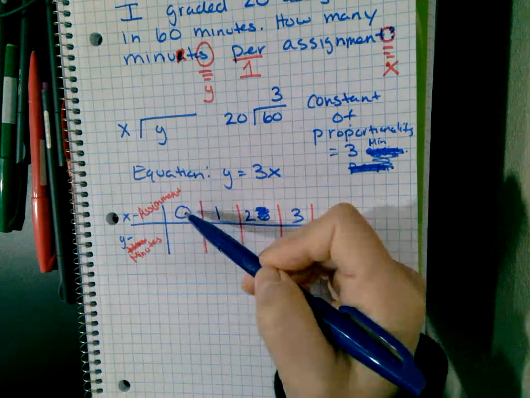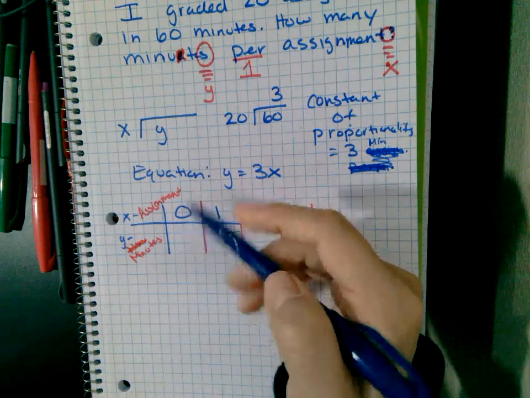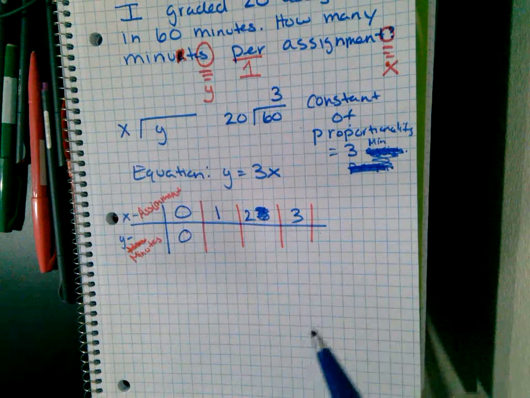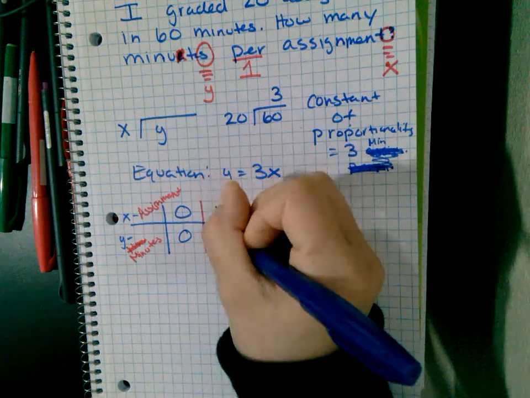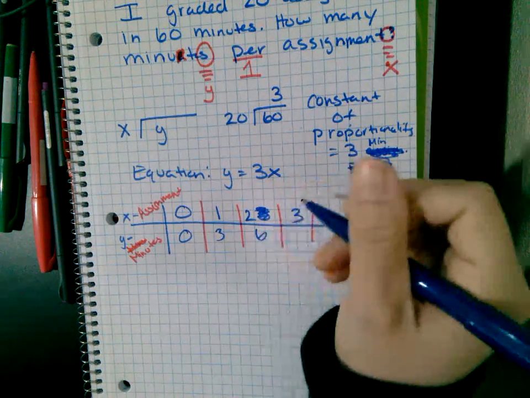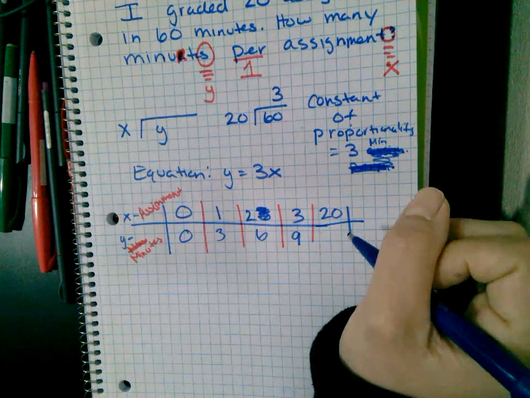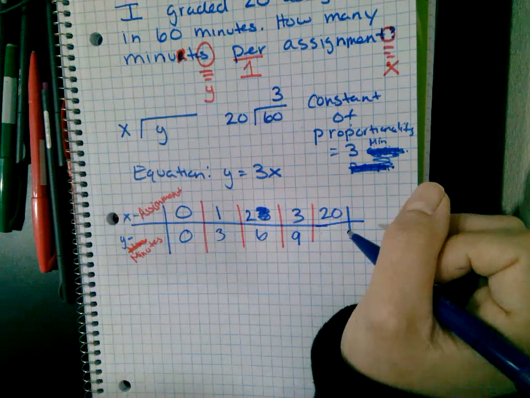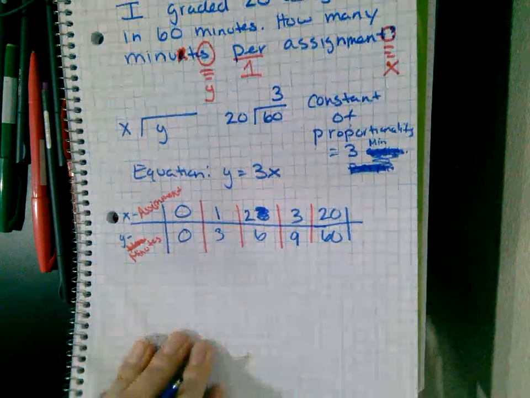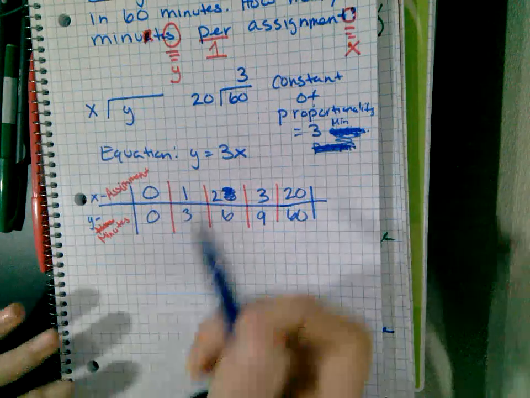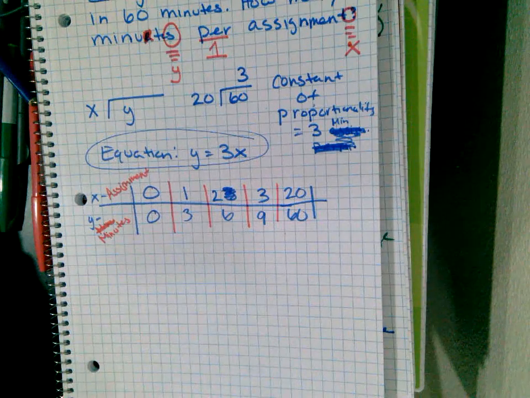If you turn in 0 assignments, how many minutes is it going to take me to grade 0 assignments? 0 minutes, right? You didn't turn anything in. I don't have anything to grade. If you turn in 1 assignment, it's going to take me 3 minutes. 2 assignments, 6. 3 assignments, 9. What if you turn in 20 assignments? How many minutes will it take me? 60, because it's in your problem, right? All right, so again, today's main point was the equation, which, like Emmanuel said, that's easy.